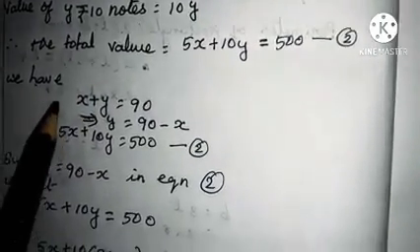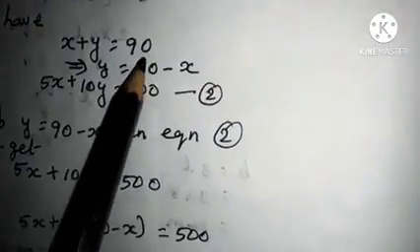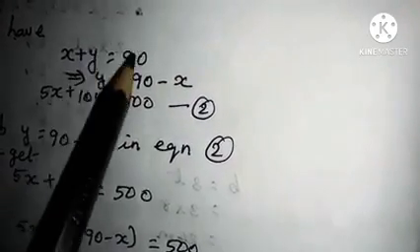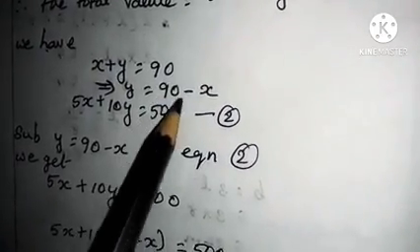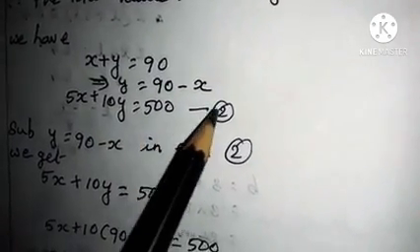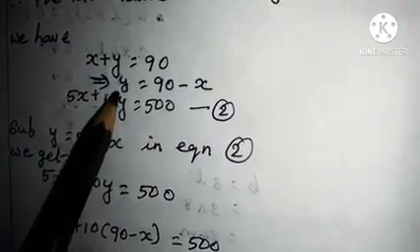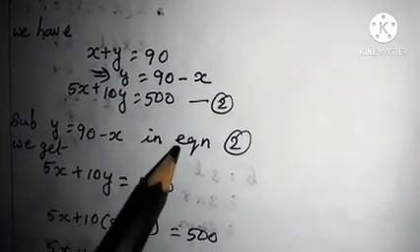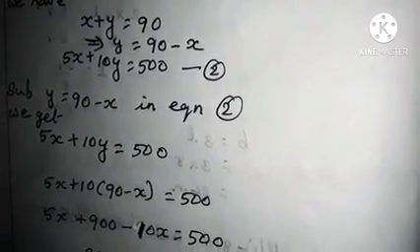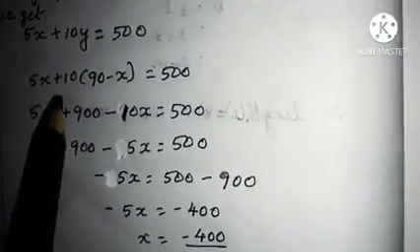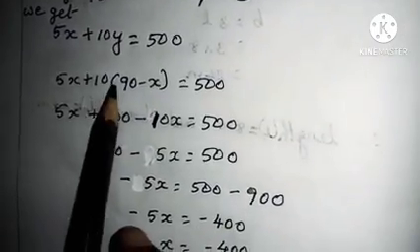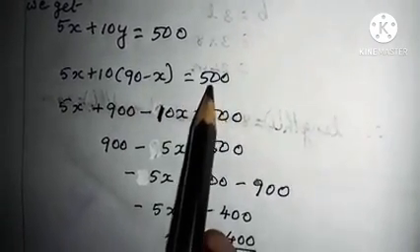First, we consider the equation x plus y equal to 90. From this, we write y is equal to 90 minus x. We take the second equation, 5x plus 10y is equal to 500, as it is. Now, we are going to substitute y equal to 90 minus x in equation 2. We get 5x plus 10 into, instead of y, 90 minus x, equal to 500.